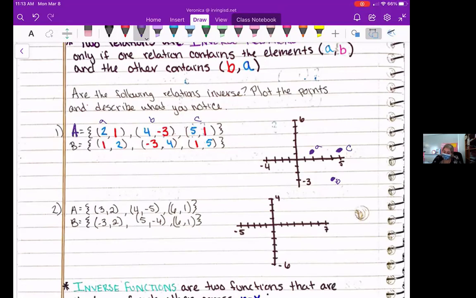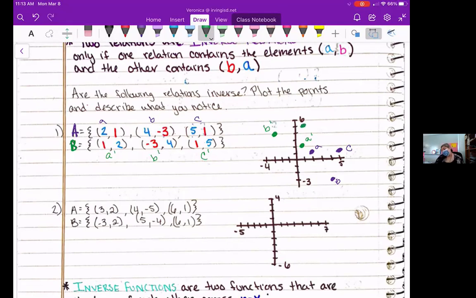So now I'm going to choose a different color. Let's go with green. And I'm going to do my data from set B in green. So we have (1, 2). So (1, 2) is right here. We're going to label this one A prime, so A prime, B prime, and C prime. And then (-3, 4). So 1 and 2, -3, and then +4 would be about here. So this is going to be my B prime. And then C prime is (1, 5). So (1, 5), which would be right here.